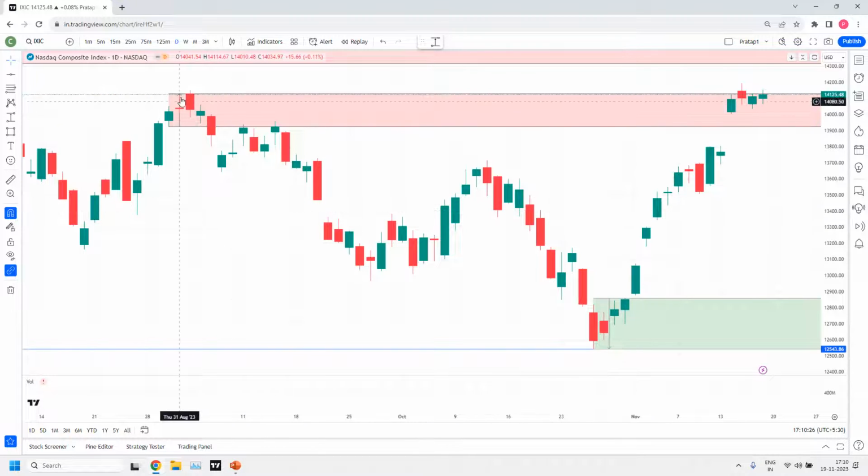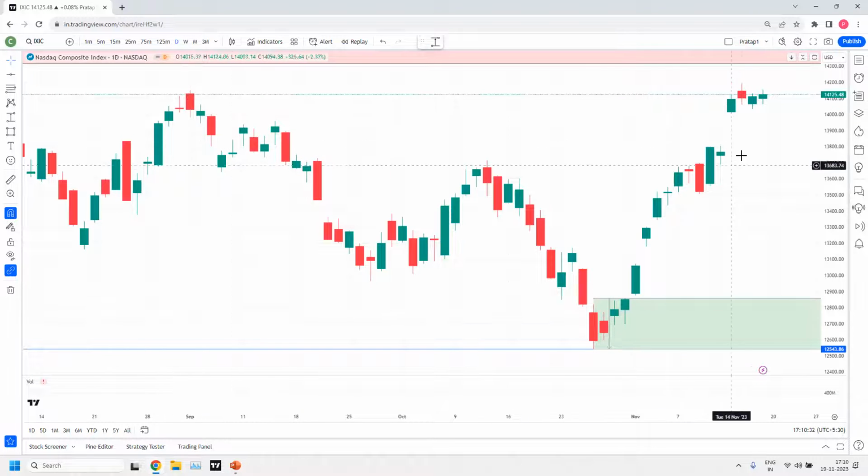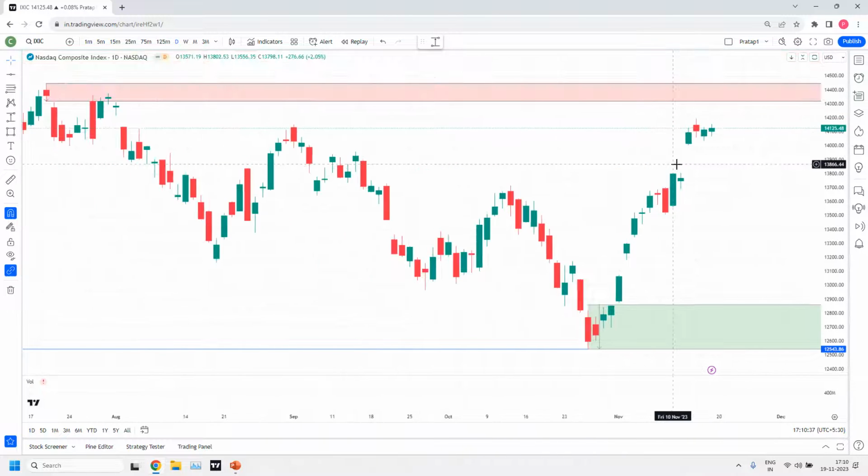Now this third one is also violated. Now uptrend still continues. Uptrend continues to uptrend only. That means at this point of time, the NASDAQ trend is uptrend. So this is how you have to calculate the trend based on the zone violation.